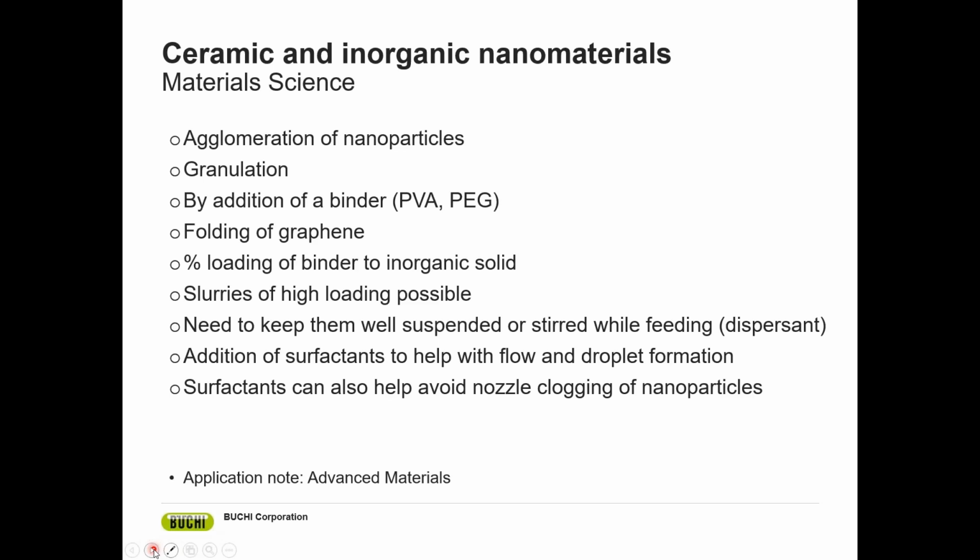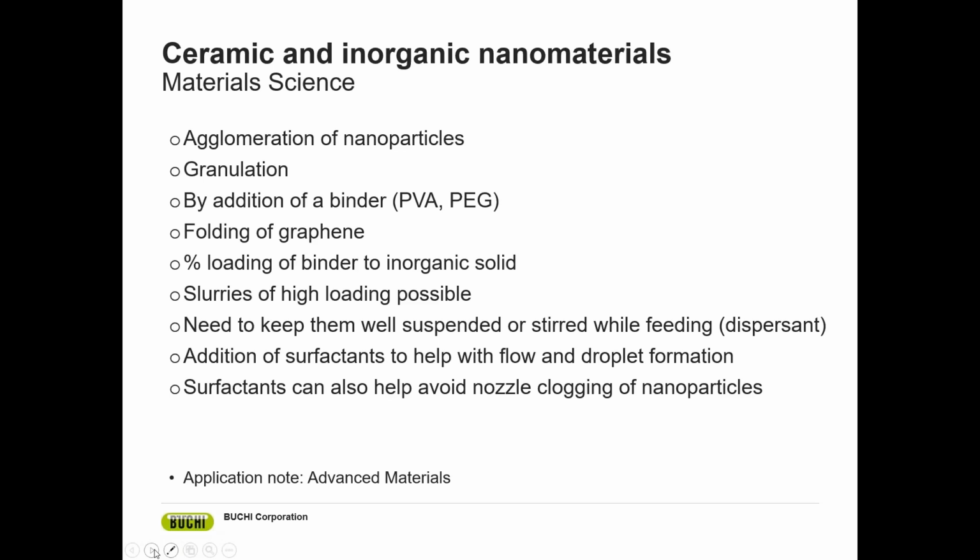However, most of the time I'm going to need a binder or a polymer, and typically they're in this area of polyvinyl alcohol or different PEGs of different molecular weight. Graphene, I can actually fold it. Once again, I'm going to have higher loading in slurries versus true solutions, and I need to figure out the binder loading to my inorganic solid.